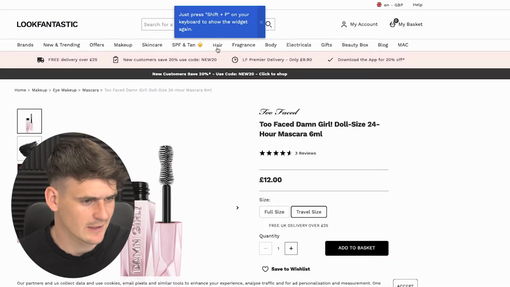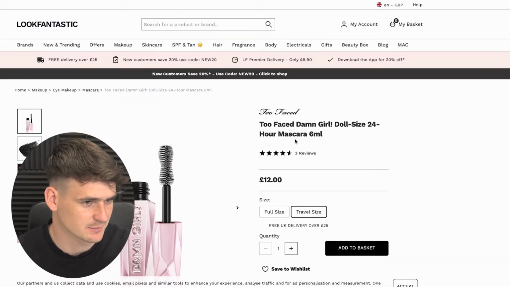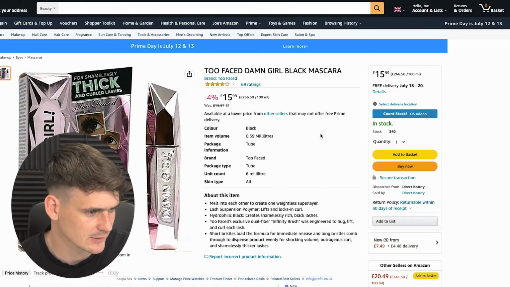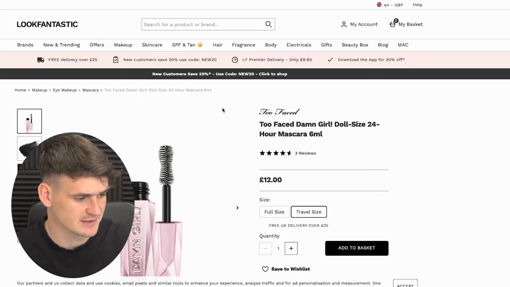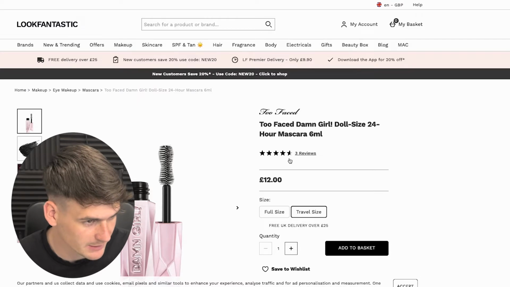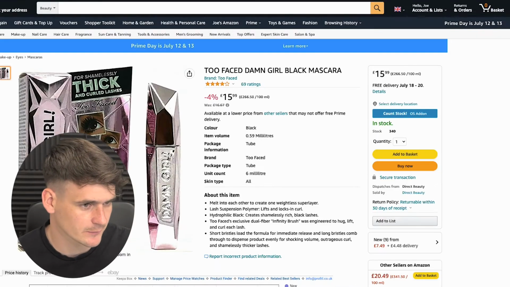Okay, so the first product we have is from the website Look Fantastic, and it is this mascara. We could buy it for £12. It's selling on Amazon for £15.99, but we did actually have a discount code on this one, which meant we could buy it for £9. So we're buying it for £9, and it sells for £15.99.